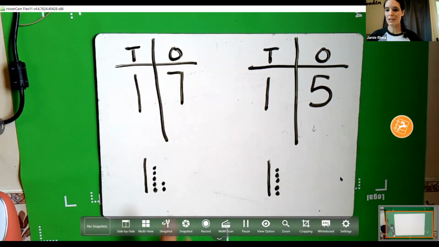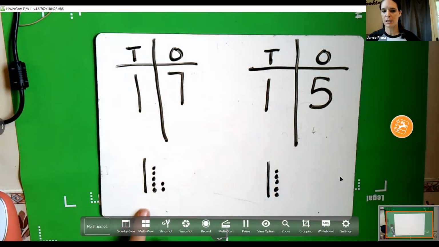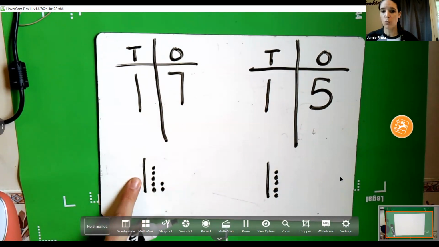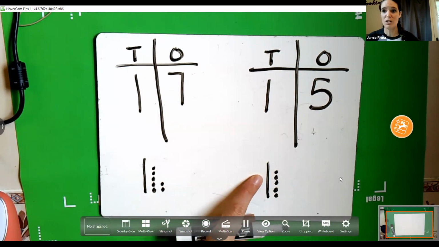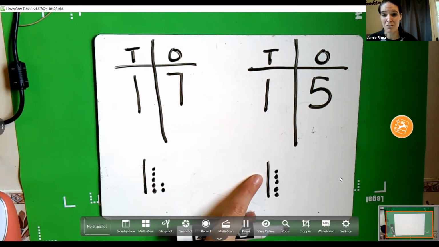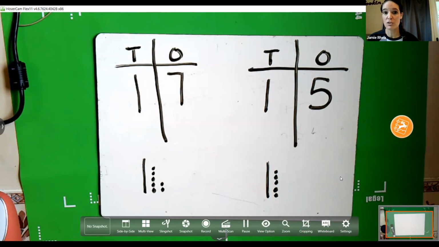Okay. Now we can look. Where's the first place we're going to look? Our tens place. We always check our tens place first. Okay. How many tens do I have in 17? I have 1. How many tens do I have in 15? I have 1. Can I tell if one of those is greater than the other? Because they're the same. Okay, so now if they're the same in the tens place, then we have to look at our ones place and we have to decide which one is greater.